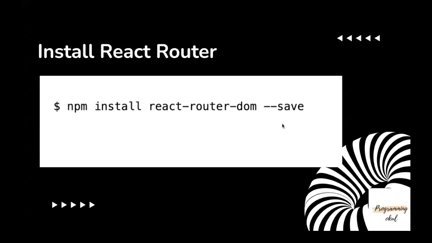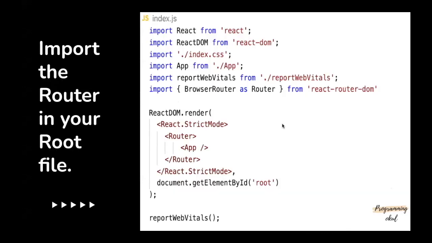Once you have installed React Router, the next step is to import this router in your root file. Every application is going to have a root file that you create. In our case, the root file is index.js. Now let us open index.js, and you can see that what I have done here is I've imported BrowserRouter as Router from react-router-dom, and then I have wrapped it around my main application component.